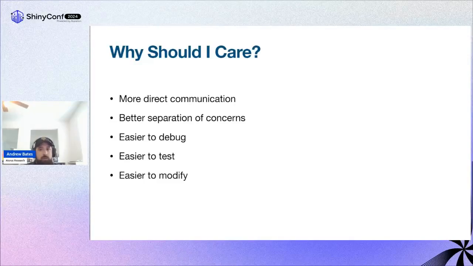And finally, using this paradigm can make it easier to modify your app. So for example, let's say your app is an interface to an API. In traditional Shiny with reactive values, if your API changes, you're probably going to need to go across a lot of different modules and update them. But when we have our state management separate, we just need to update the state manager class itself.